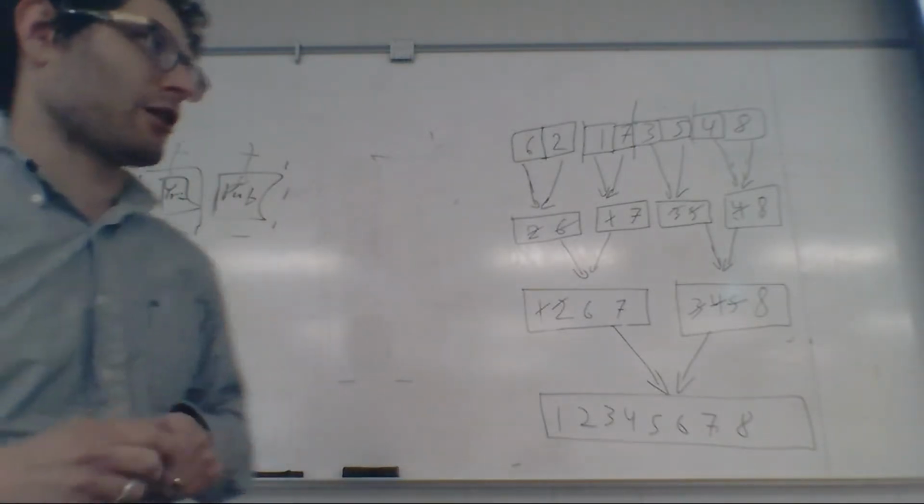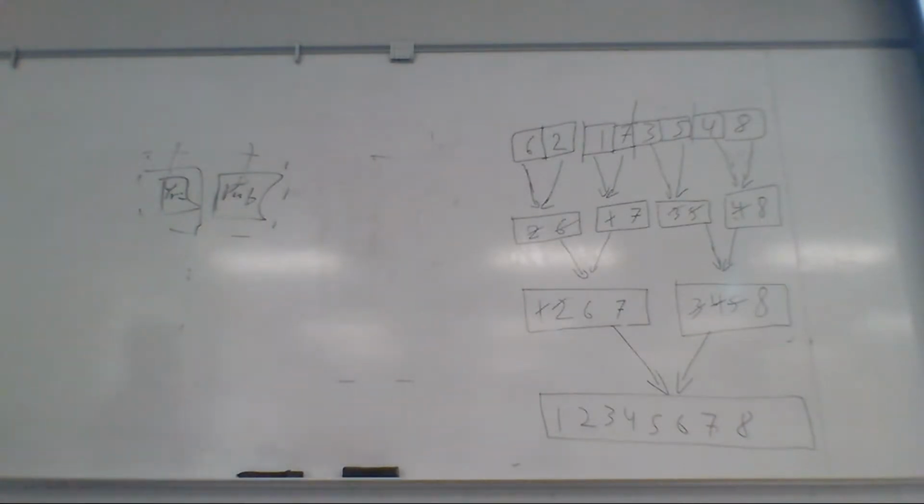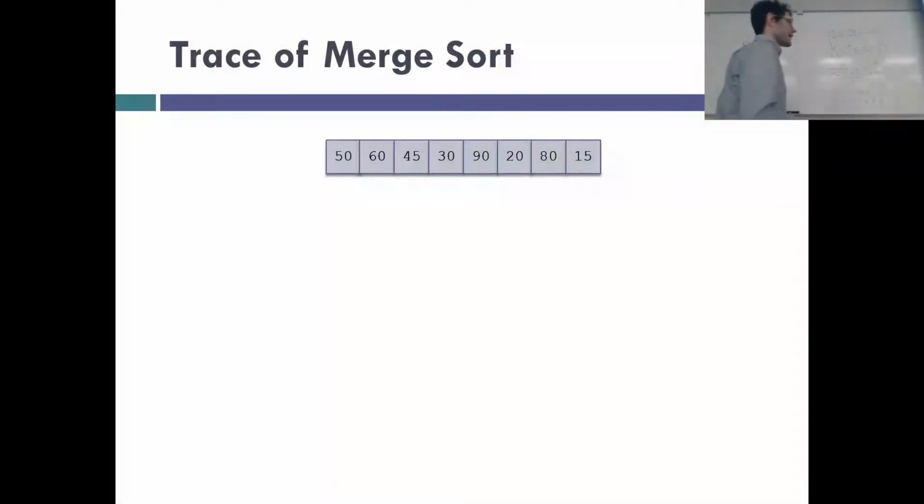This is what we call a divide and conquer algorithm, because we keep dividing this thing in half and then working on each half and then combining them. Let's look at another example from the slides.